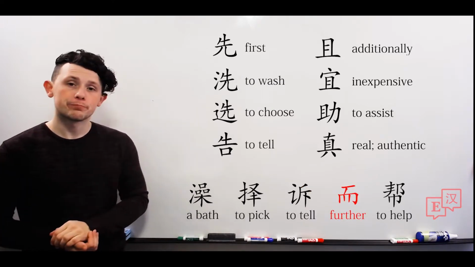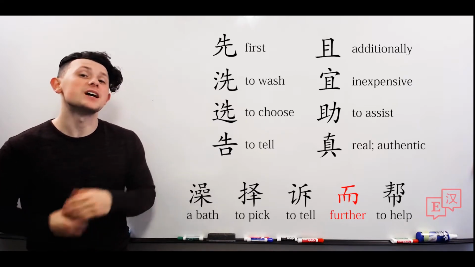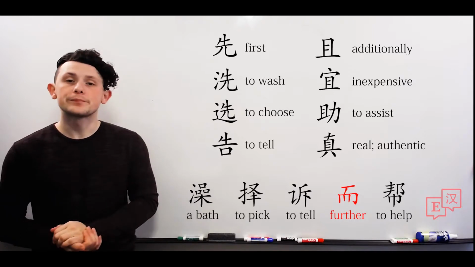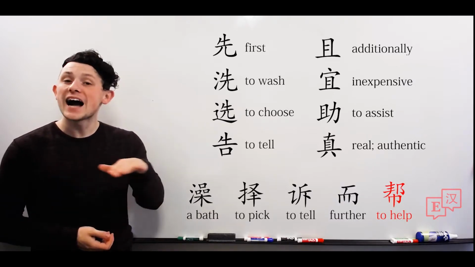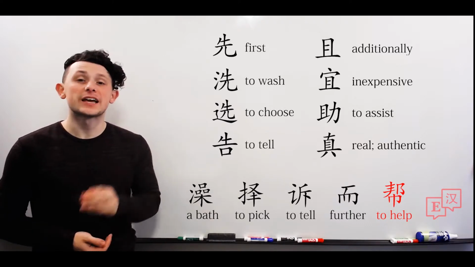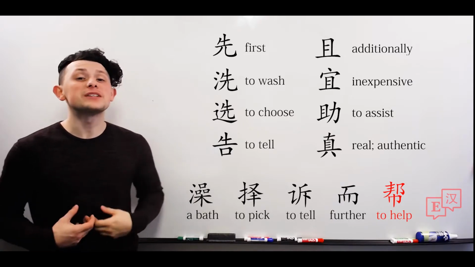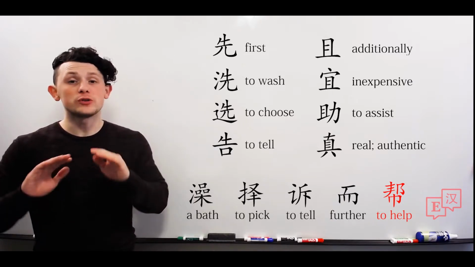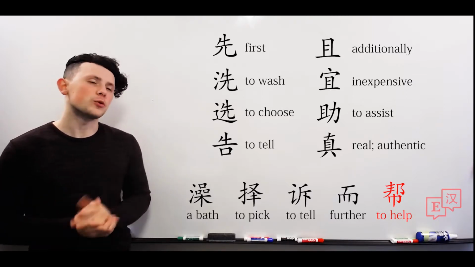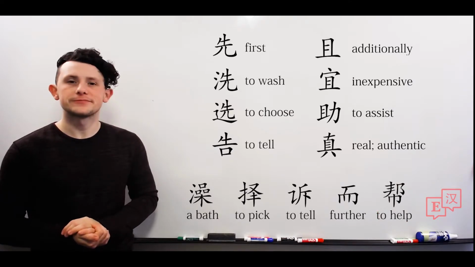Ér, rising tone. This character means additionally, moreover, and will pair with 且, 而且. Lastly, bang. Bang, like ban, work, with a G on the end. Bang. This character means to help. It is the go-to de facto word for to help. And we'll add 助 to the end of it to make it a little more formal. Bang. That's all for our characters.